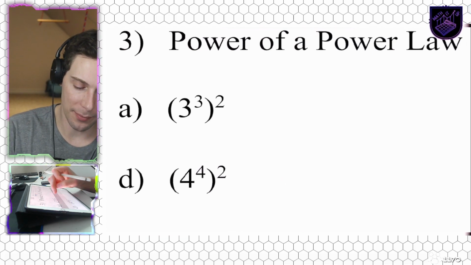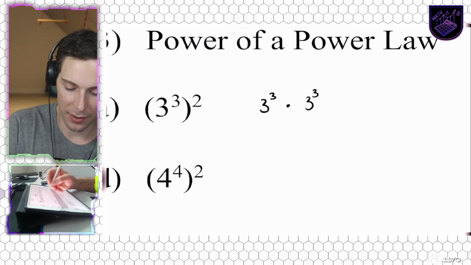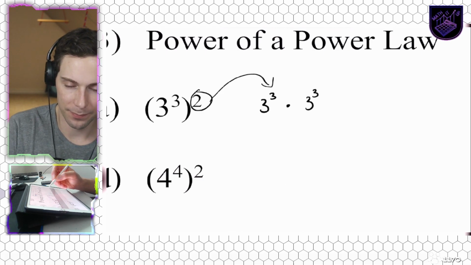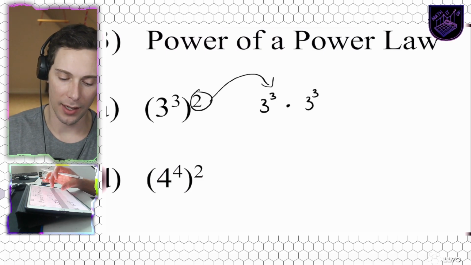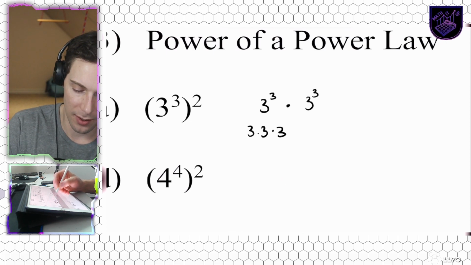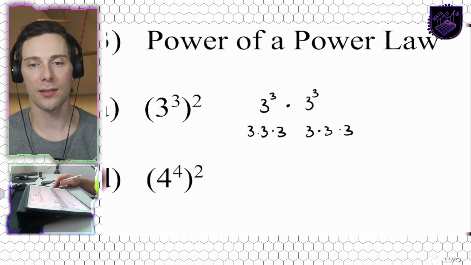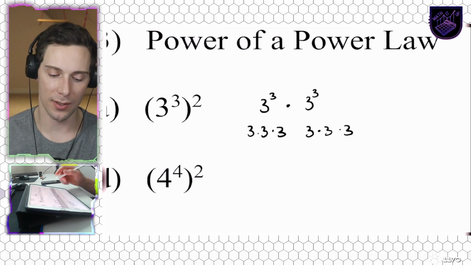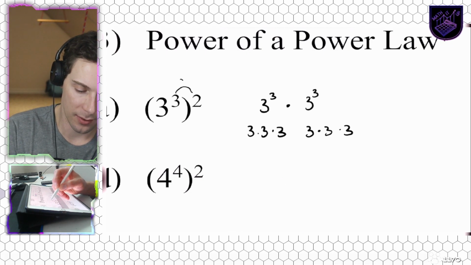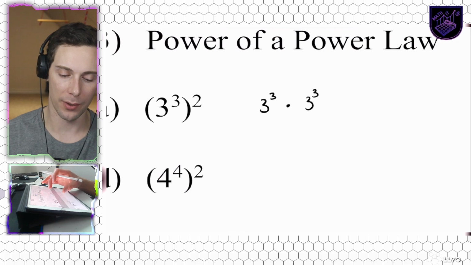Your teacher will show you. Maybe I'll go through this. So 3 to the power of 3, times 3 to the power of 3. This is what the square would do, right? It would square whatever's in the bracket. And if you were to expand on those, you'd get 3 times 3 times 3, and then over here, 3 times 3 times 3. And if you remember our last worksheets, that's like writing 3 to the 6th. So it's like you've multiplied 3 times 2. That's what the power of a power law is.